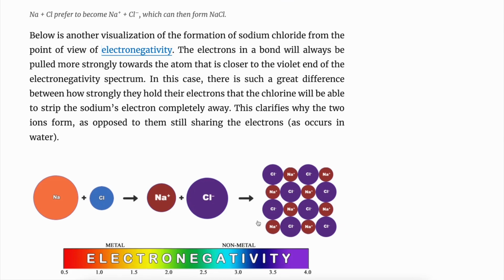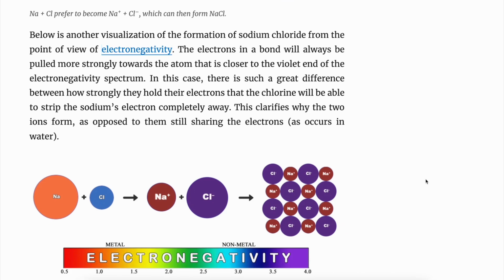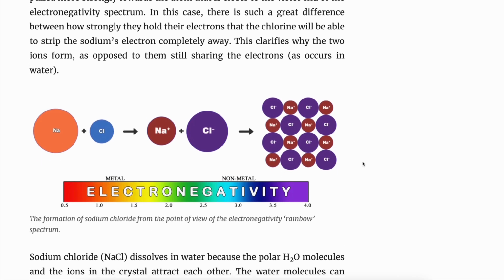This is a picture from an electronegativity point of view. We'll notice that the orange, the low electronegativity of sodium, and the high electronegativity of chlorine allows chlorine to steal that electron, forming the ions that then form the crystal.